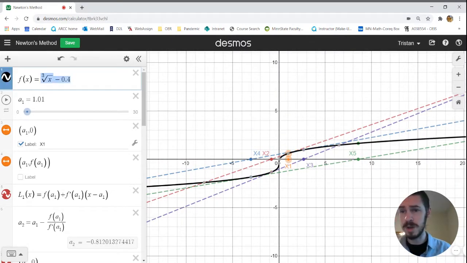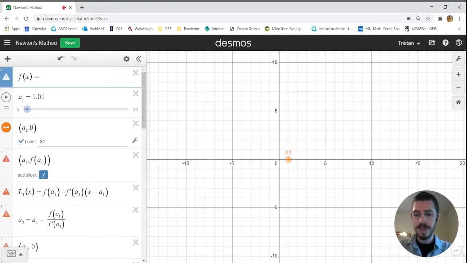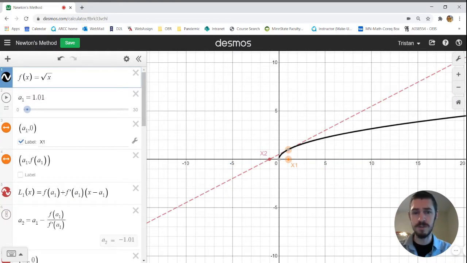So here's another problem you can have with Newton's method. Let's change this to the square root of x.